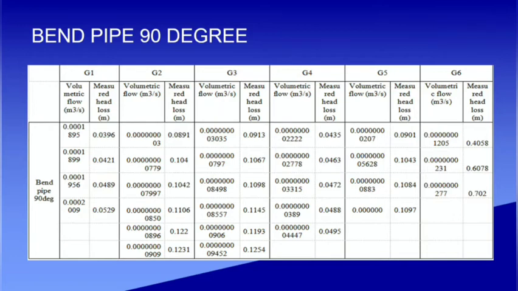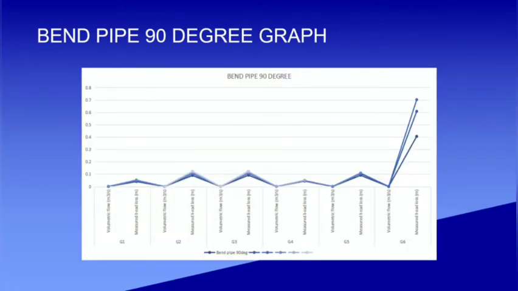For this third condition, as with the data from the previous two conditions, from group 2 until group 6, we have to convert the volumetric flow unit liter per min into meter cube per second, and we got this data. And we plot the graph, and we got the shape of the graph like this. There is a slight decrease in the formation of the bump compared to the elbow 90 degree.